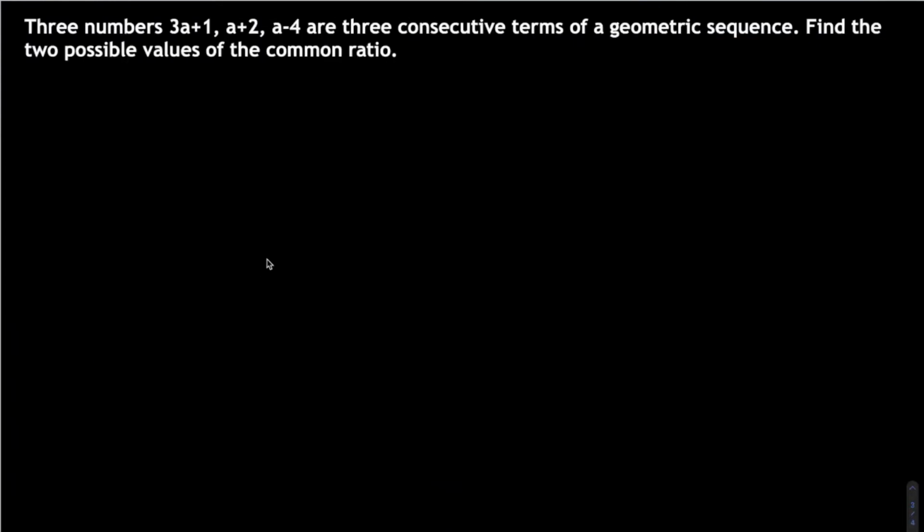Three numbers, a plus 3a plus 1, a plus 2, and a minus 4 are three consecutive terms of a geometric sequence. Find the two possible values of the common ratio.